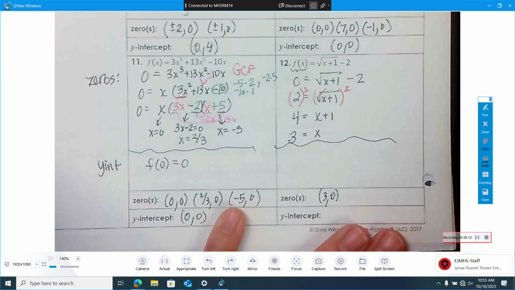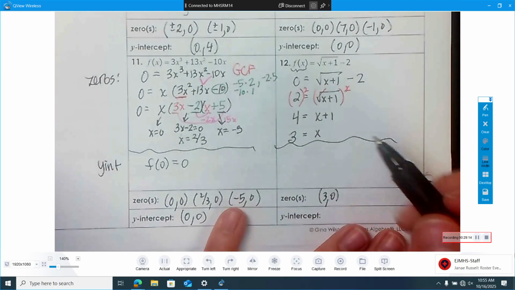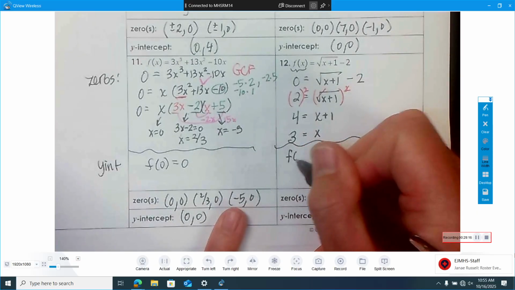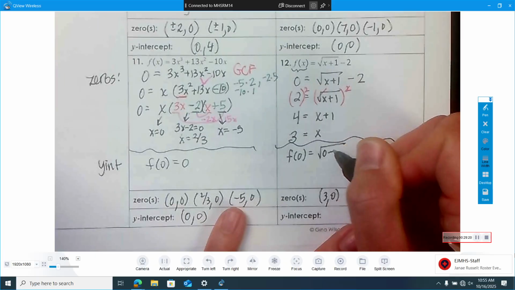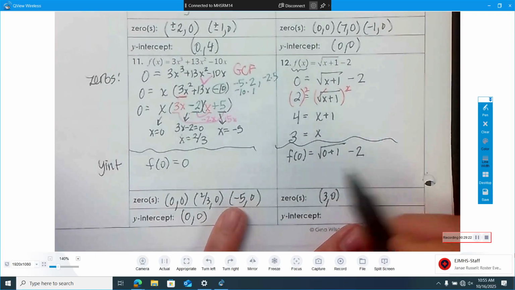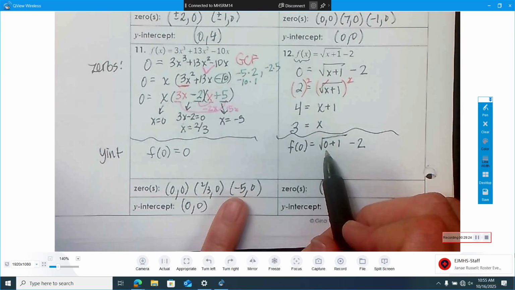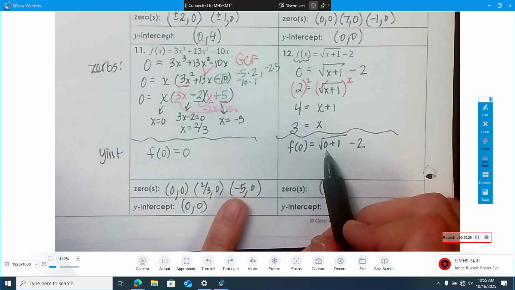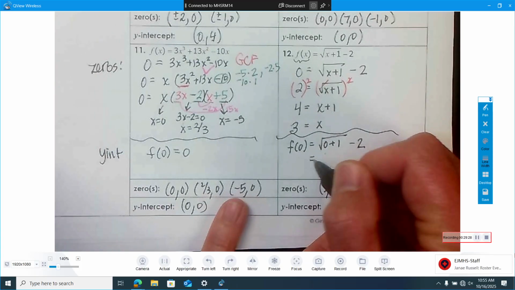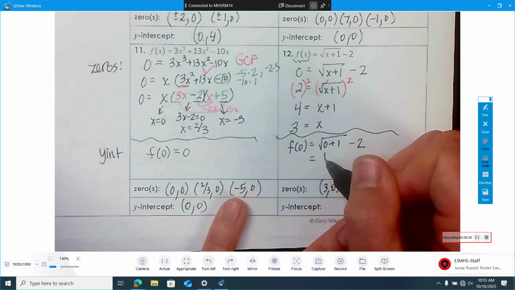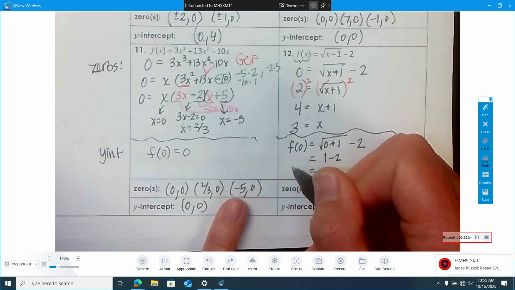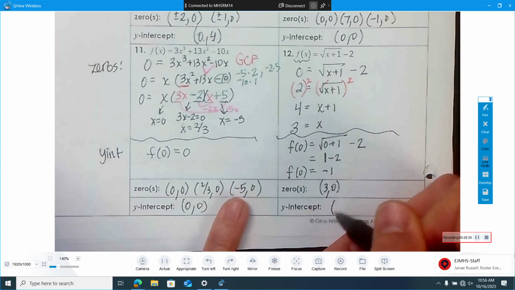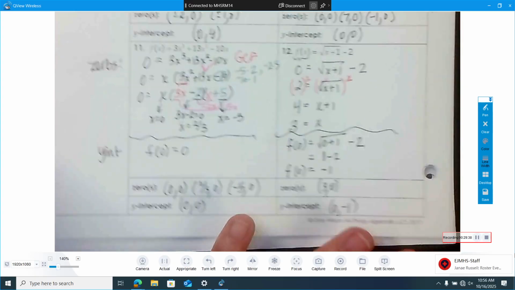And then to figure out the y-intercept, what are we going to do? Make x equal to 0. So this one, we got to do a little bit of math, just a little. I plug in a 0 for my x. 0 plus 1 is 1. What's the square root of 1? 1, and 1 minus 2 is negative 1. So we get f of 0 is (0, negative 1).